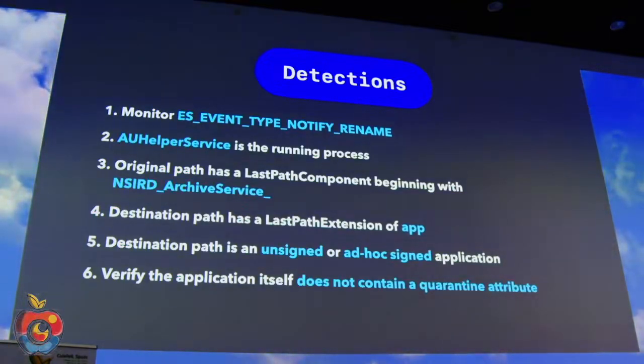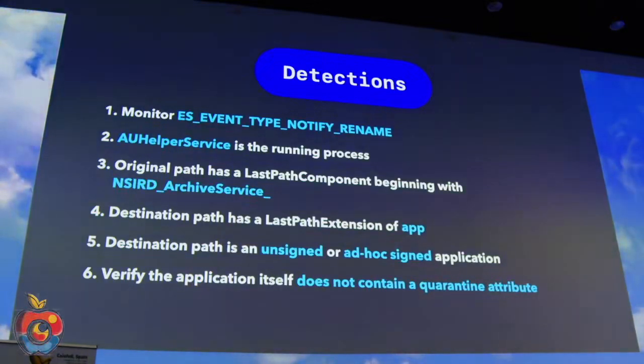And as most developers would follow the correct and recommended directory structure, where you have a structure like test.app, Contents, MacOS, and then your binary itself. As an optional check, you can verify that the destination path is indeed an application that is unsigned or ad hoc signed.